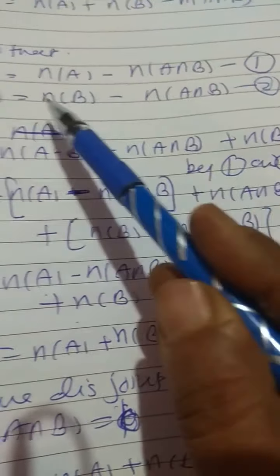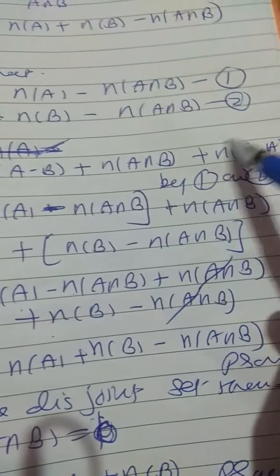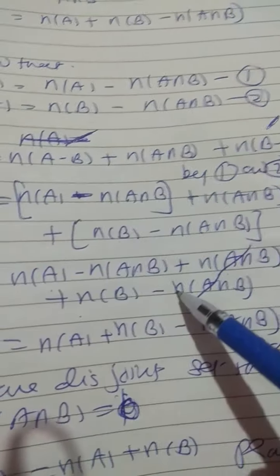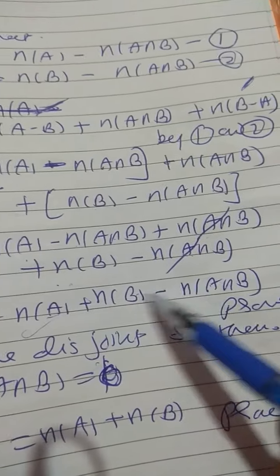We put here the value of A minus B, and here the value of B minus A. Open the bracket. We cancel it: n(A intersect B) and n(A intersect B). The remaining part is n(A) plus n(B) minus n(A intersect B).